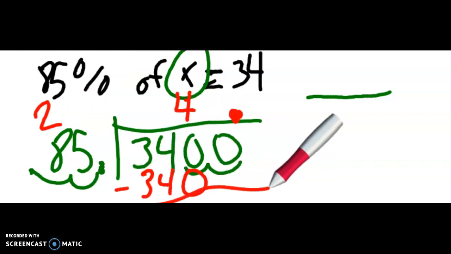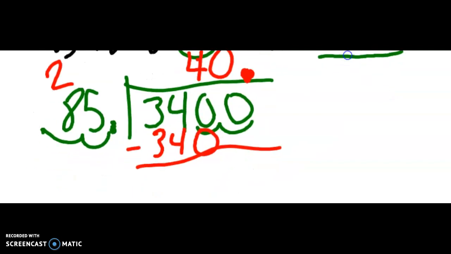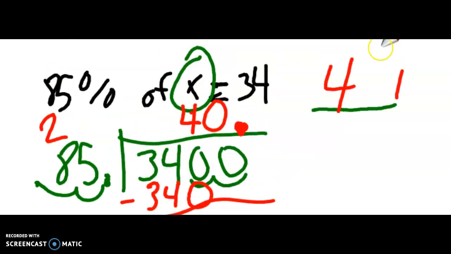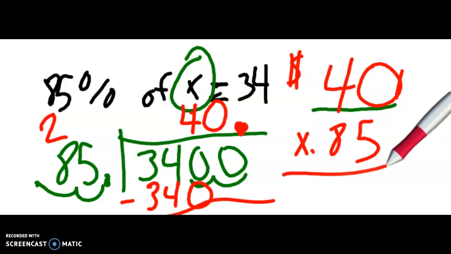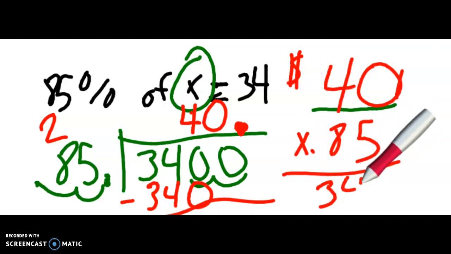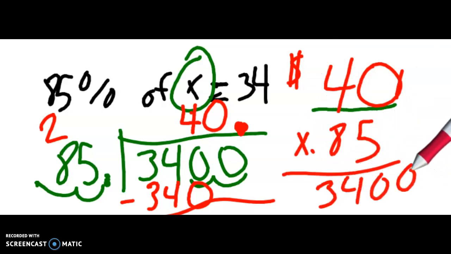So now we still have a 0 here. So our original price was $40, and 85% of that would be 34. Then we can always check our answer by doing the exact opposite. When we multiply 85, we are going to end up back with 34. Okay, so our total answer for that problem is 40. It was $40 for the original number.